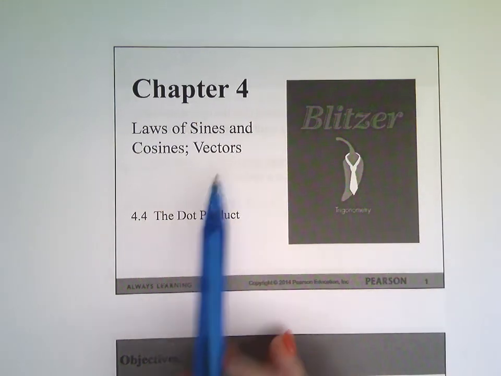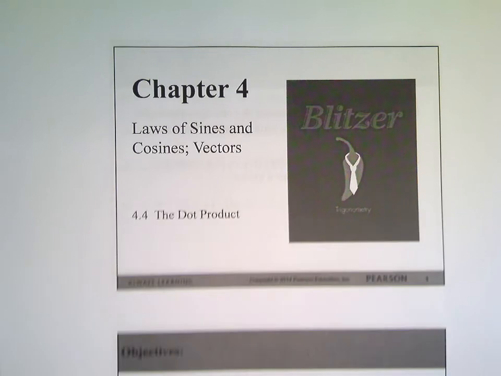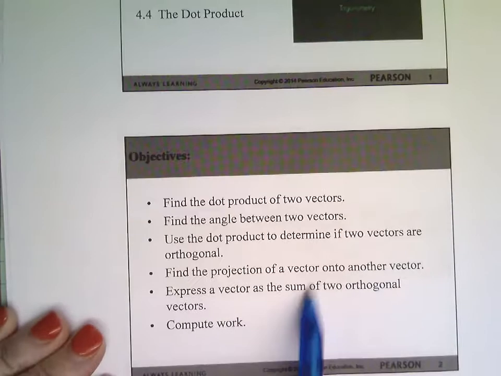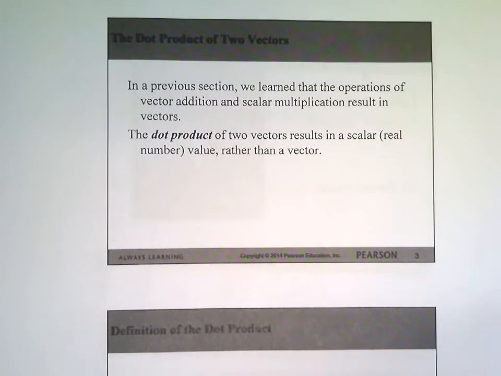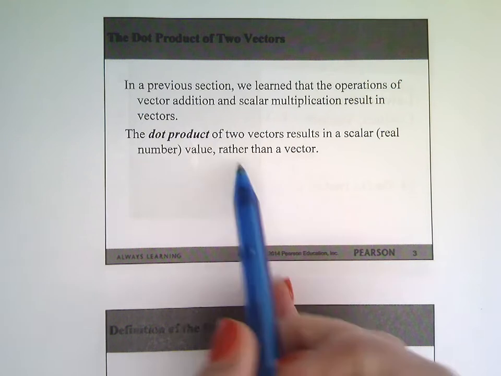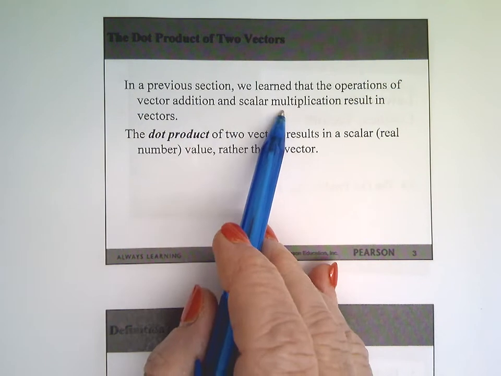Chapter 4, Law of Sines and Cosines and the dot product. And here's our objectives. I pulled this right out of your lecture notes, so you could go right in there and print that off if you wanted to. It's going to talk about the fact that we did some adding and subtracting in the last section, and we're going to be doing some multiplication here.